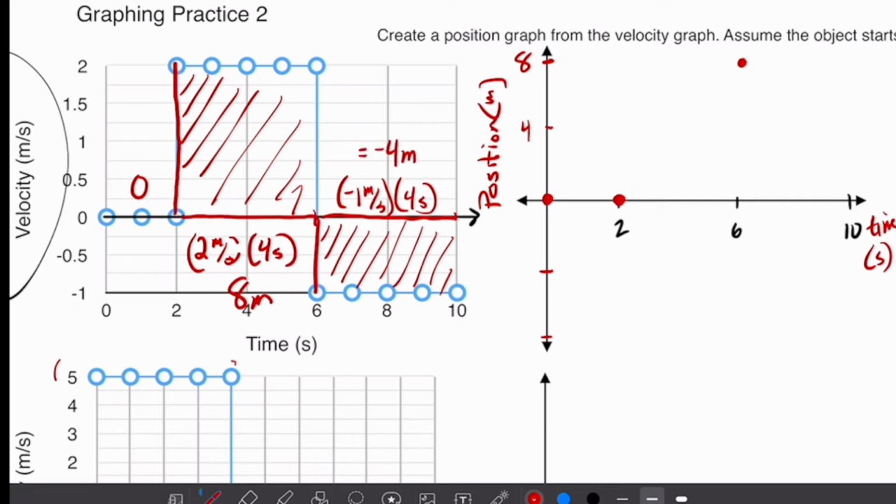Now here's where people make mistakes. That doesn't mean I go to the -4 meter mark. That means I start here and go back 4 meters. This is a displacement. So I have to change the position from where I am to where I'm going. So starting there, I'm going to go backwards 4 meters.